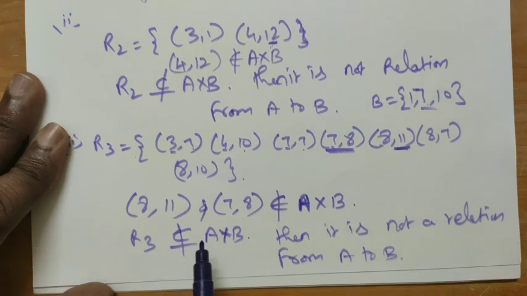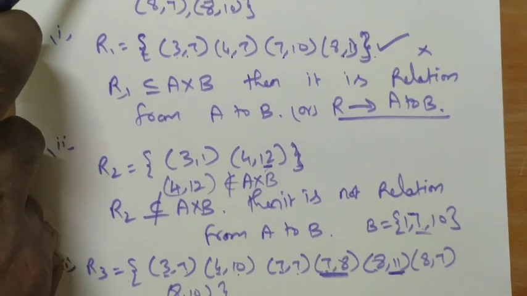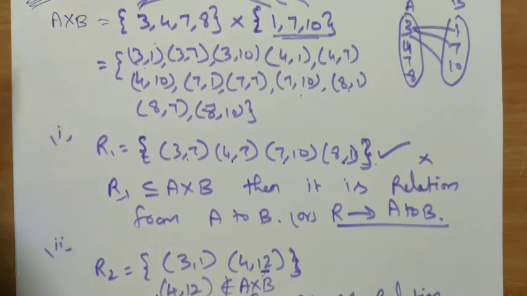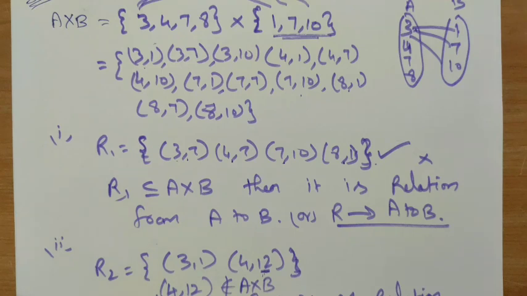Okay students, now you understand. If the elements are in A cross B, then the given relation R2 is a relation from A to B. If not, we can say it is not and conclude. Alright? Next we see the next sum.